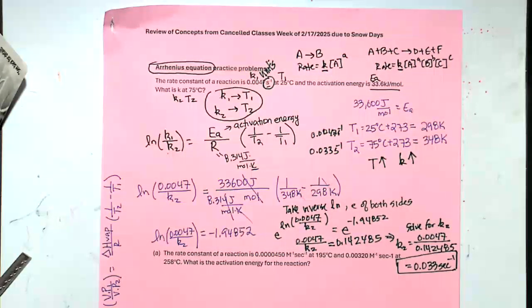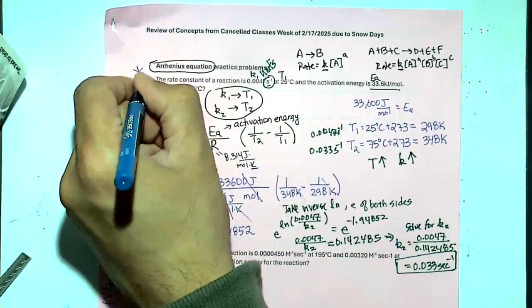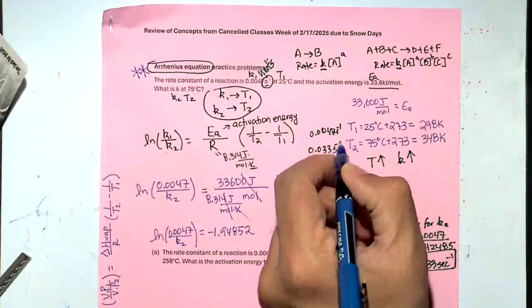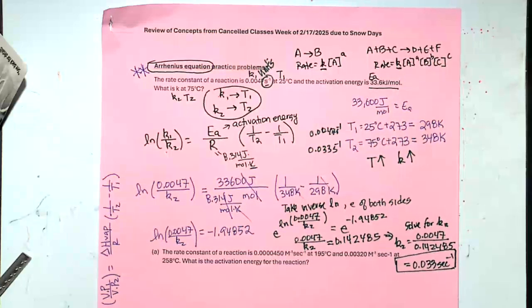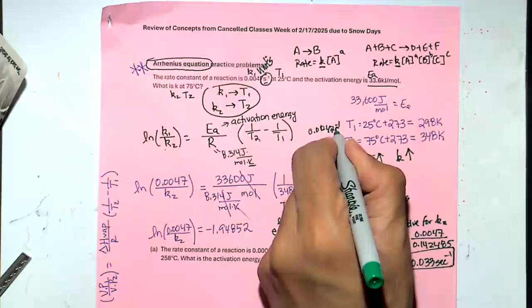So this is the Arrhenius equation. Something like this will be on the test as a computation problem, so you can just star it. Right, and this is our answer: 0.033 inverse seconds. Seconds to the minus 1.